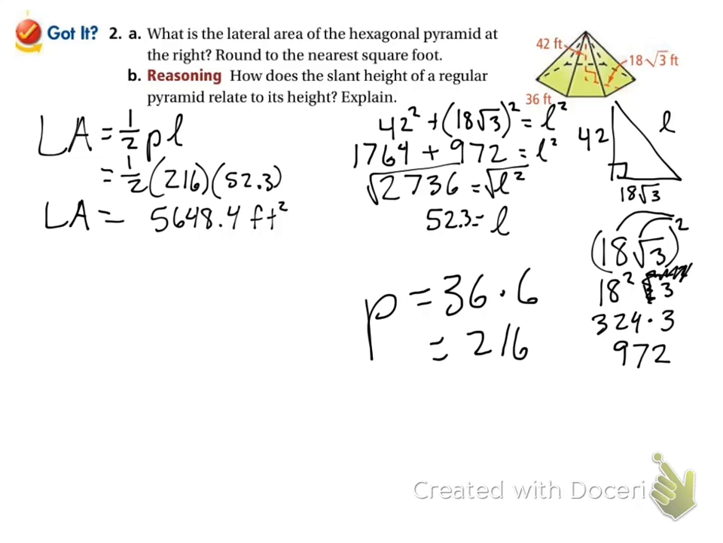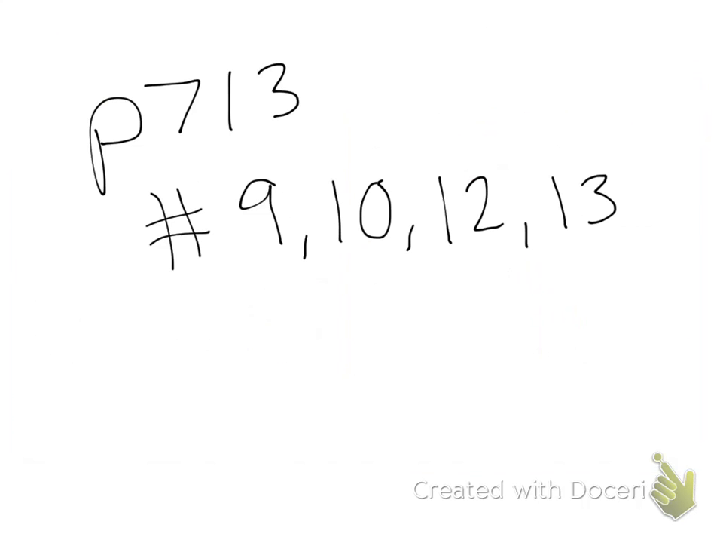If I needed to calculate the area of my base, I would use the equation for the area of a polygon, regular polygon I should specify. A is equal to 1/2 AP, where A is the apothem and P is the perimeter. And there's your homework.